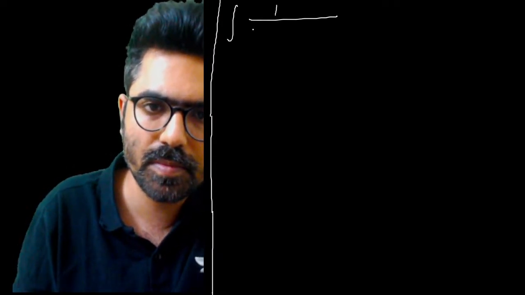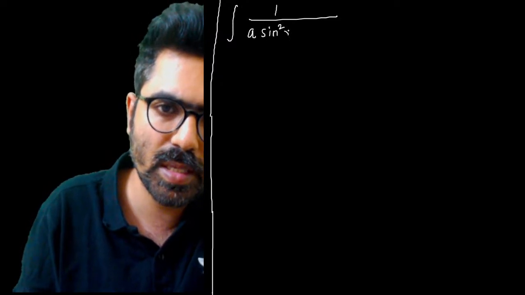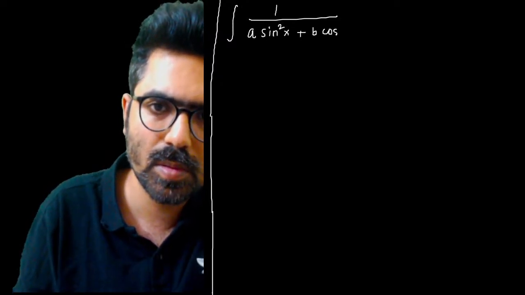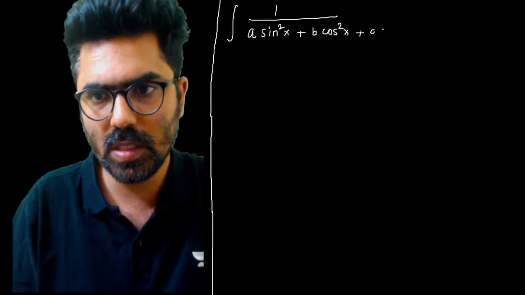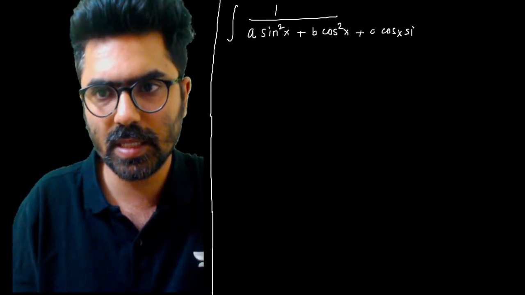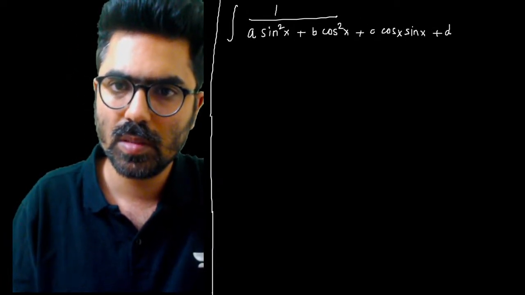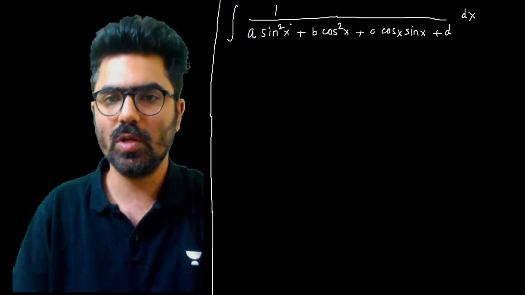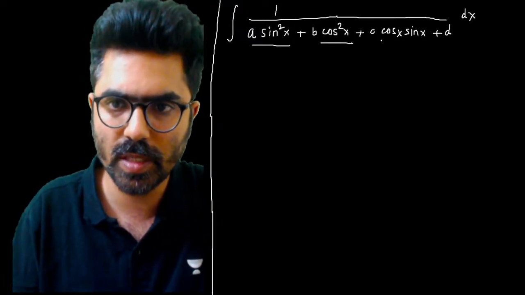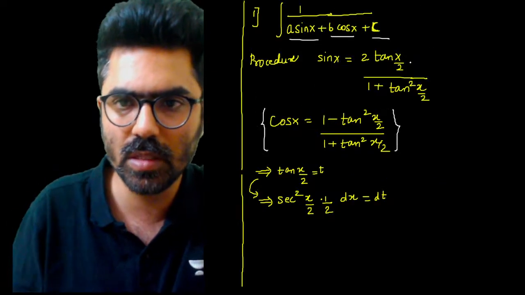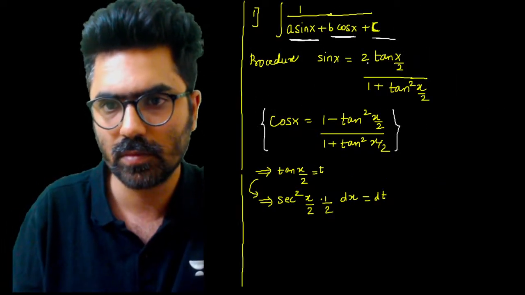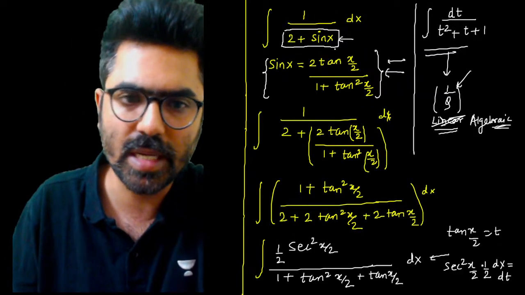Second type, the second integration is of this type: 1 upon a sin square x plus b cos square x plus c cos x sin x plus d, dx. So out of these terms, sin square x, cos square x, any one can also come, any two can also come. It is not compulsory that all the terms will come. Like for example, in this we have kept three terms, a sin x, b cos x and c. Out of these three, only the constant term and sin x term came.